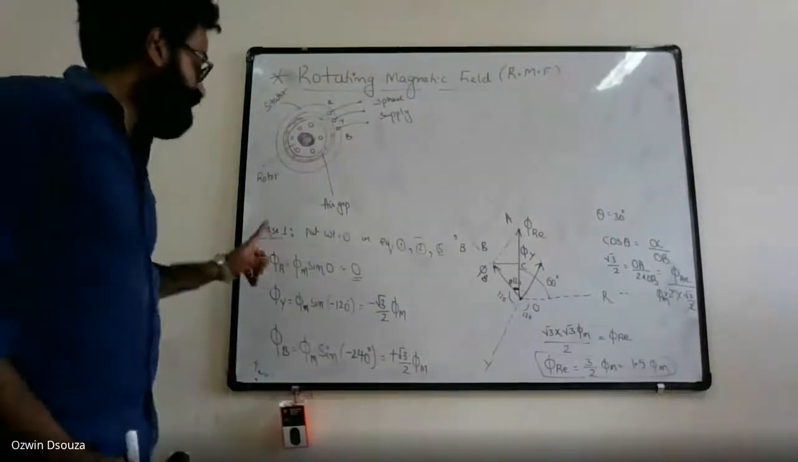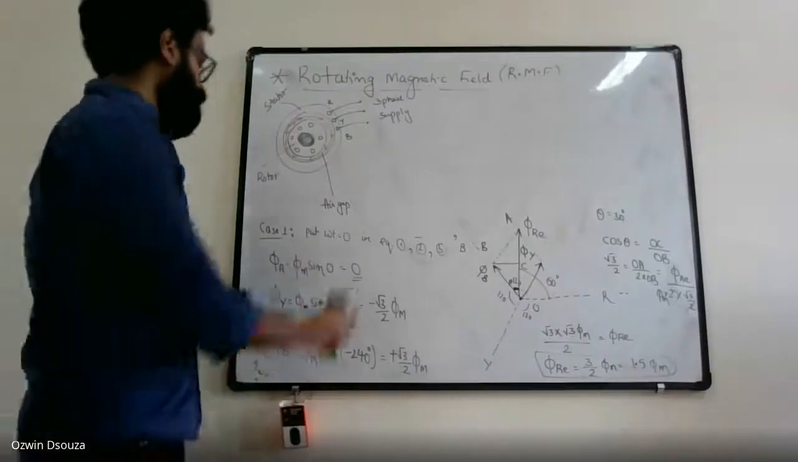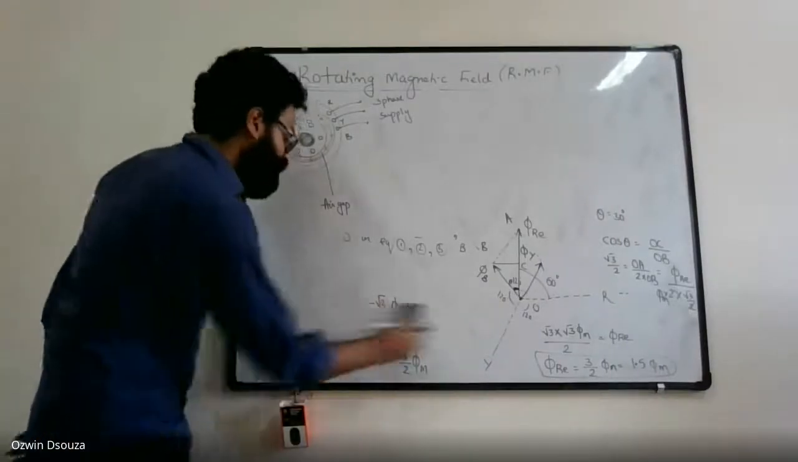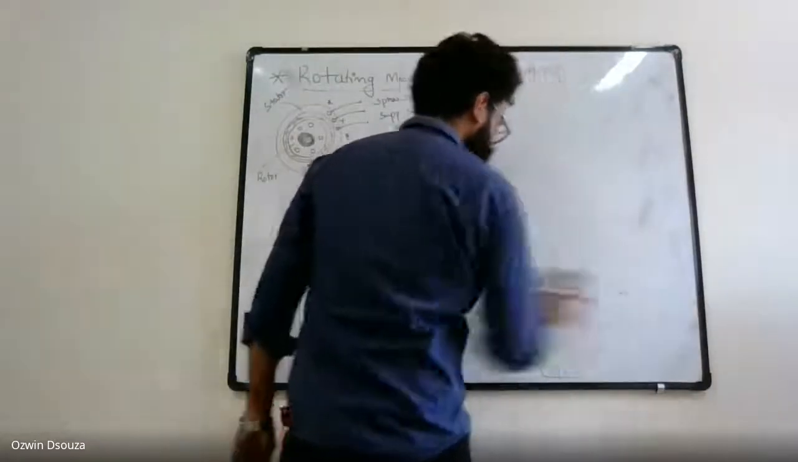Okay. So this is for case 1, wherein we took omega t equal to 0. The similar analysis you need to carry out for other values of omega t. All right.